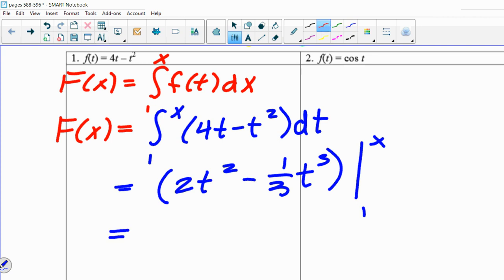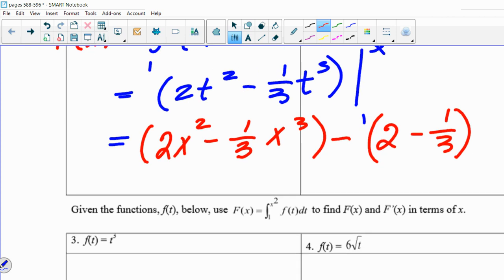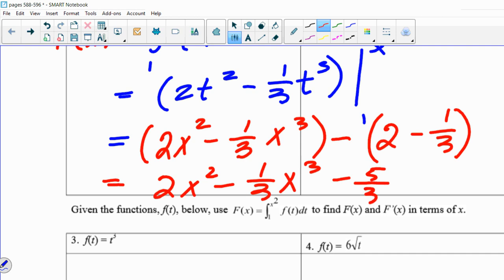Now we're going to evaluate this at x minus evaluate this at 1. So that will be 2x squared minus 1/3 x cubed minus 2 minus 1/3. So it's going to give us 2x squared minus 1/3 x cubed minus, let's see, 2 minus 1/3 is 1 2/3, which is 5/3. Okay, so this is big F of x.